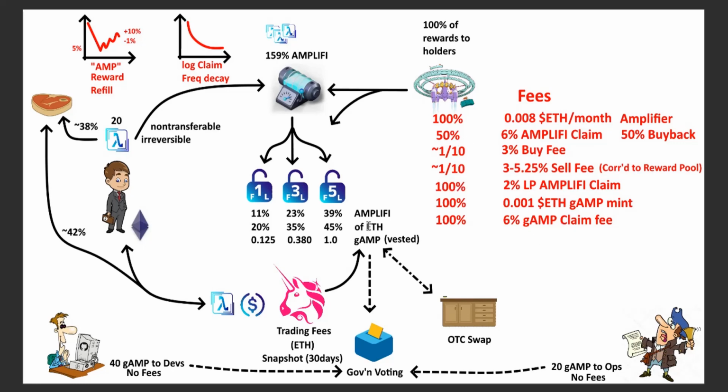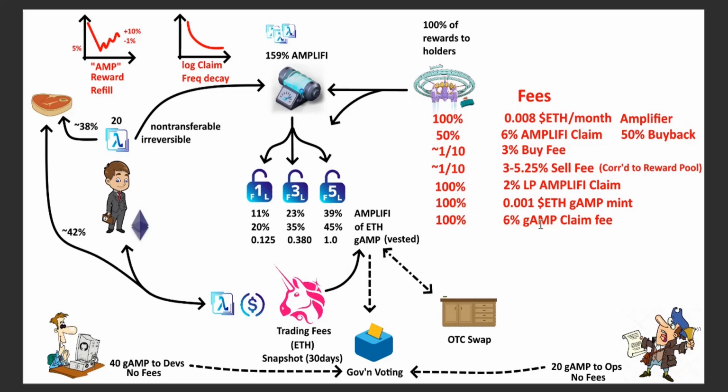And then anytime you mint these GAMP tokens, you have to pay a set amount of 0.0001 ETH just to mint these AMPLIFI tokens. So that's why you don't want to mint these GAMP tokens very regularly. You want to do it once a month, right before the snapshot, because you have to pay 0.0001 ETH to mint these things, okay? So again, 100% to obtain more validators.